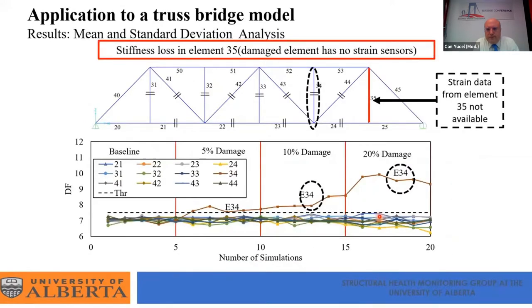Now, one of the benefits of using this method is that even if some of the elements are not monitored using strain data, we can still detect damage. For example, in this case, element 35 is not monitored with a strain gauge, but it is damaged. However, when we do the mean and standard deviation analysis, we can see that damage is detected in terms of its adjacent vertical element, element 34, and its severity is also relatively assessed.